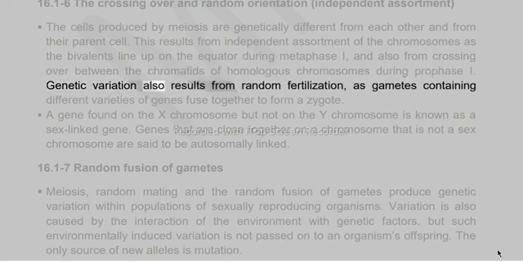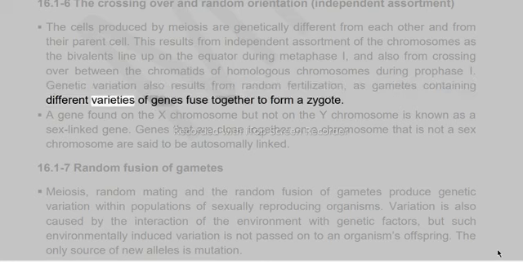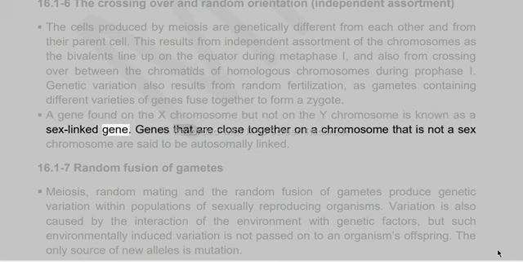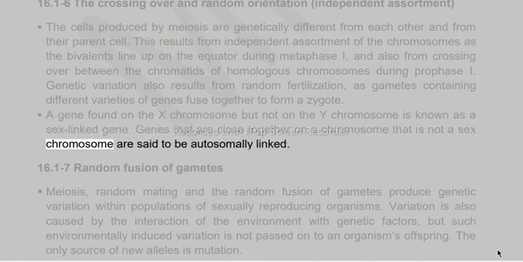Genetic variation also results from random fertilization, as gametes containing different varieties of genes fuse together to form a zygote. A gene found on the X chromosome but not on the Y chromosome is known as a sex-linked gene. Genes that are close together on a chromosome that is not a sex chromosome are said to be autosomally linked.